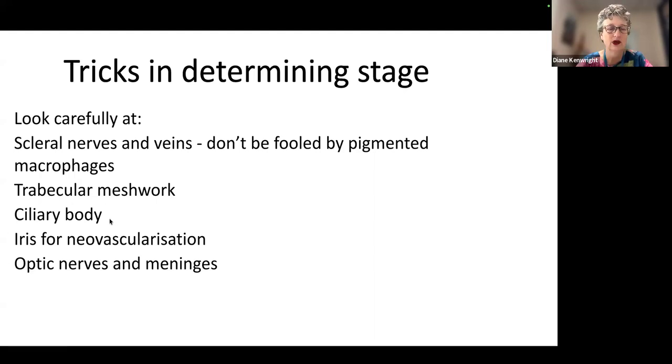The ciliary body. So you'll need to know the anatomic start and stop of the ciliary body. It's got some muscle in it. That's really helpful. Look at the iris for neovascularization. This can also affect outcome. And look carefully at the optic nerves and meninges. And remember, we want to determine whether cells are prelaminar, intralaminar, and post-laminar. And melanomas can sneak down the side and into those meninges directly.